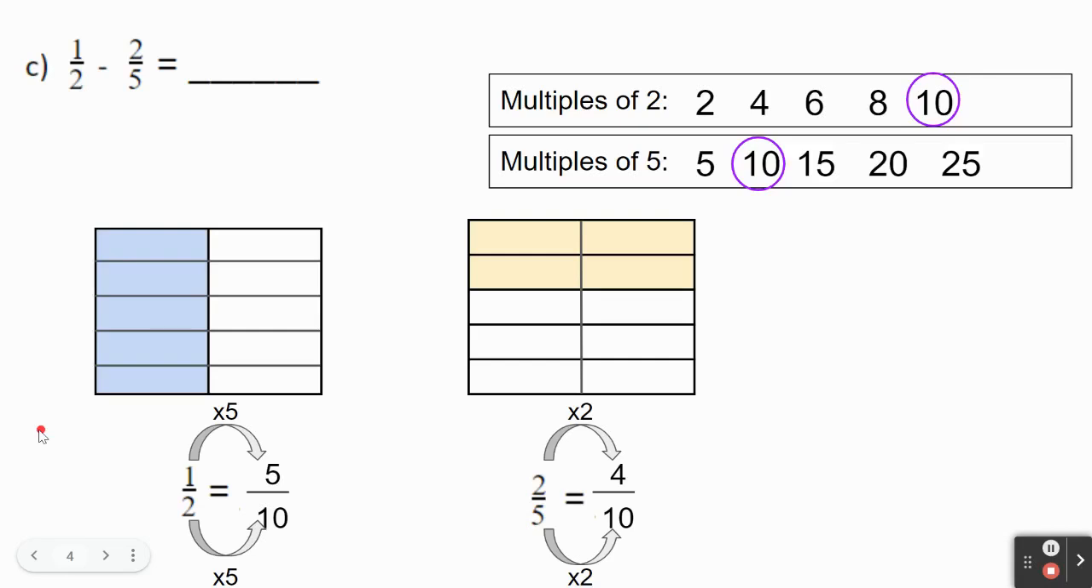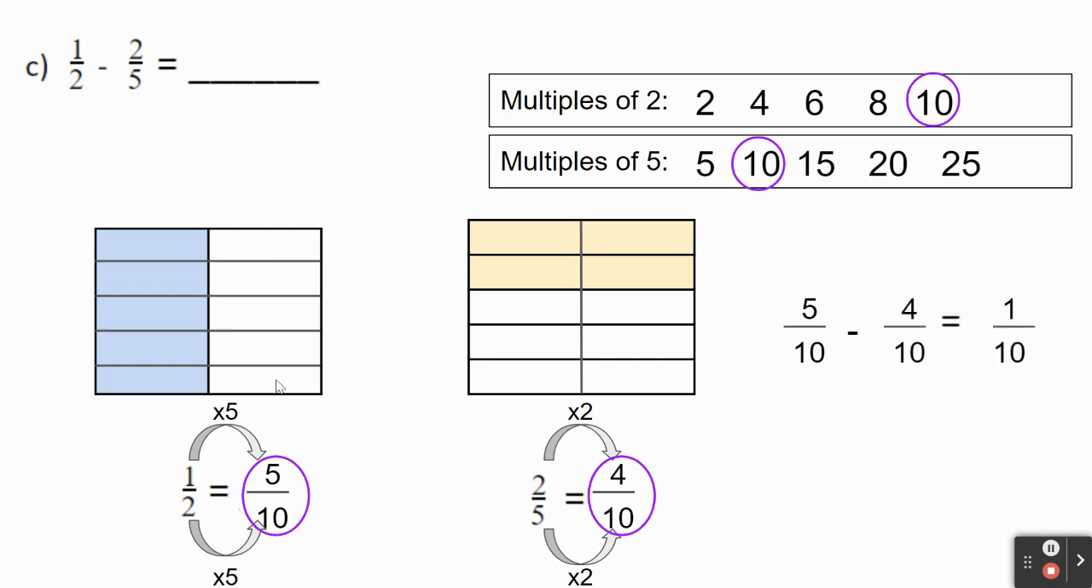So now let's look at the equivalent fractions. We have 5/10 and 4/10. We can see that by the common denominator 10, each of the parts are the same size since each whole has 10 parts in it. Since the denominators are now the same, we can go ahead and subtract these fractions. 5/10 minus 4/10 equals 1/10. So 1/2 minus 2/5 equals 1/10.